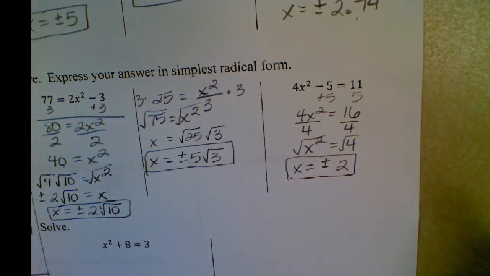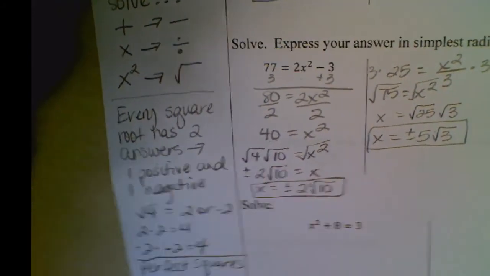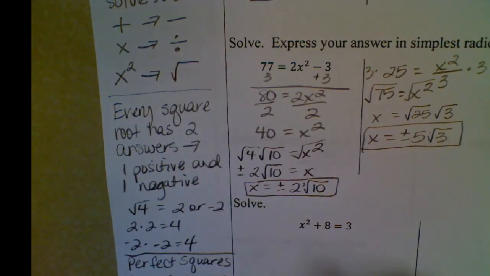Good. All right, so let's do a couple more, and I think you're good to go in this section. It's a pretty easy section, actually. So on the bottom here, we need to subtract 8 from both sides. x squared equals negative 5. Ooh, now we run into a problem.